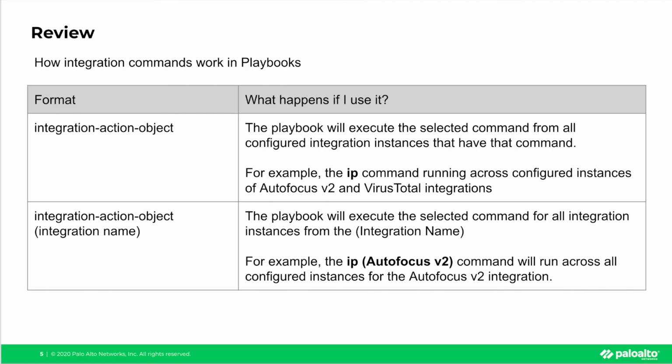Next, as XSOAR engineers, remember how integration commands work in playbooks. For example, if you select the command that has nothing in brackets after it, this means that the playbook will execute the command from all configured integration instances that have that command. Remember our example with the IP command, where it executed across all the configured instances for AutoFocus and VirusTotal. Now when selecting the one that has the integration name in the brackets after it, it means the playbook will execute the command from all instances of that specific integration. For example, running the IP command from AutoFocus ran it only against the integration instance for AutoFocus.